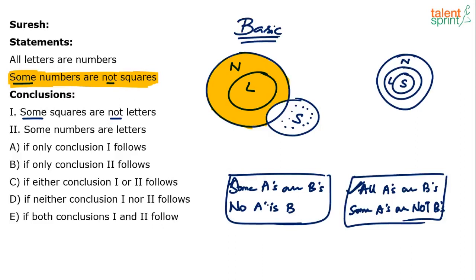Now go back to the statements and verify. Have you violated anything? All letters are numbers? Yes, all letters are numbers. That statement holds true. Some numbers are not squares? Yes, some numbers are not squares. That statement also still holds true. Outside numbers are not squares.